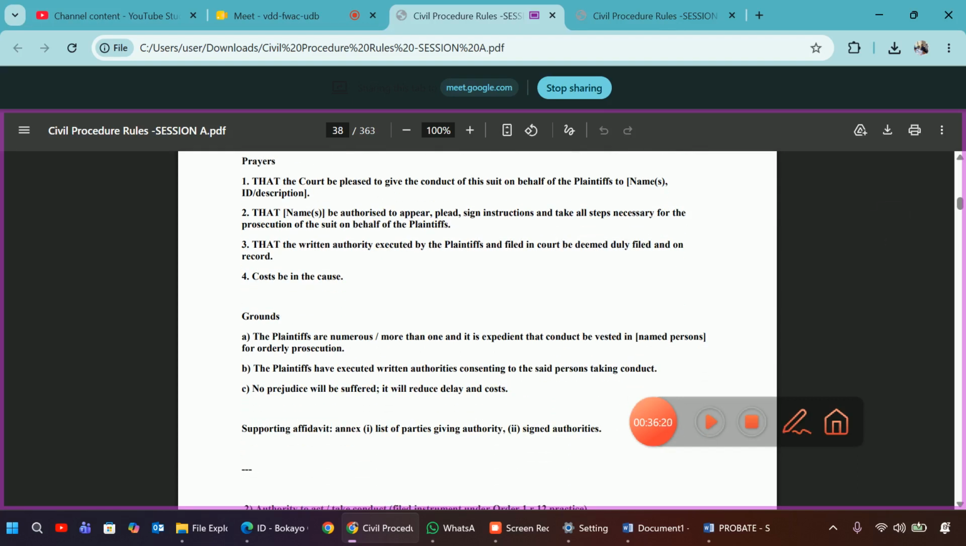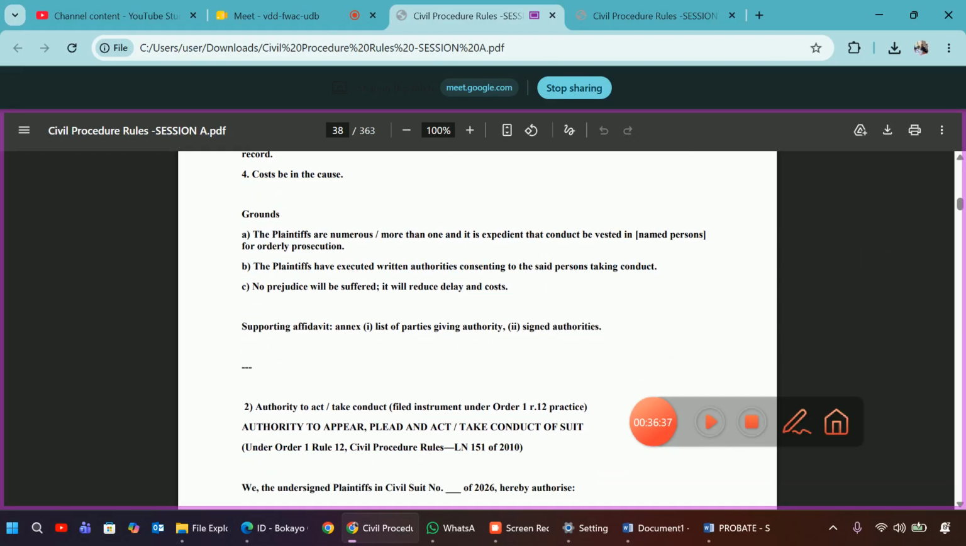What are the grounds? The plaintiffs are numerous, more than one, and it is expedient that conduct be vested in one person. The plaintiffs have executed written authorities consenting to the said persons taking conduct of the matter. No prejudice will be suffered. It will reduce delay and cost. You attach a supporting affidavit where you attach the proof of authority to act.